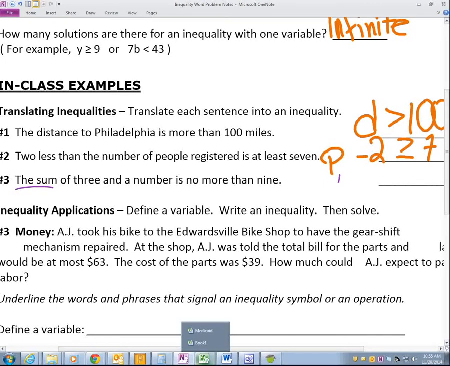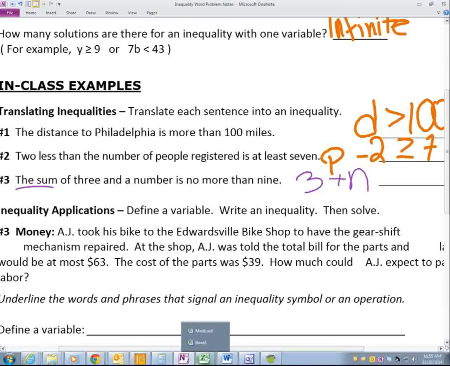So we have something here. Okay? 3 and a number. How are we going to write that? Gavin? 3n? Ah, there we go. 3 plus n. That's what you were thinking, but you said it wrong, right? Good. Okay? Jeff, what are we going to have now?